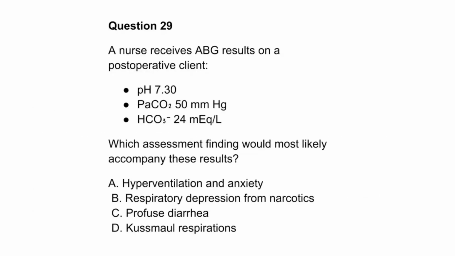Question 29. A nurse receives ABG results on a postoperative client. pH 7.30. PaCO2 50 millimeters of mercury. HCO3 24 milliequivalent/L. Which assessment finding would most likely accompany these results?